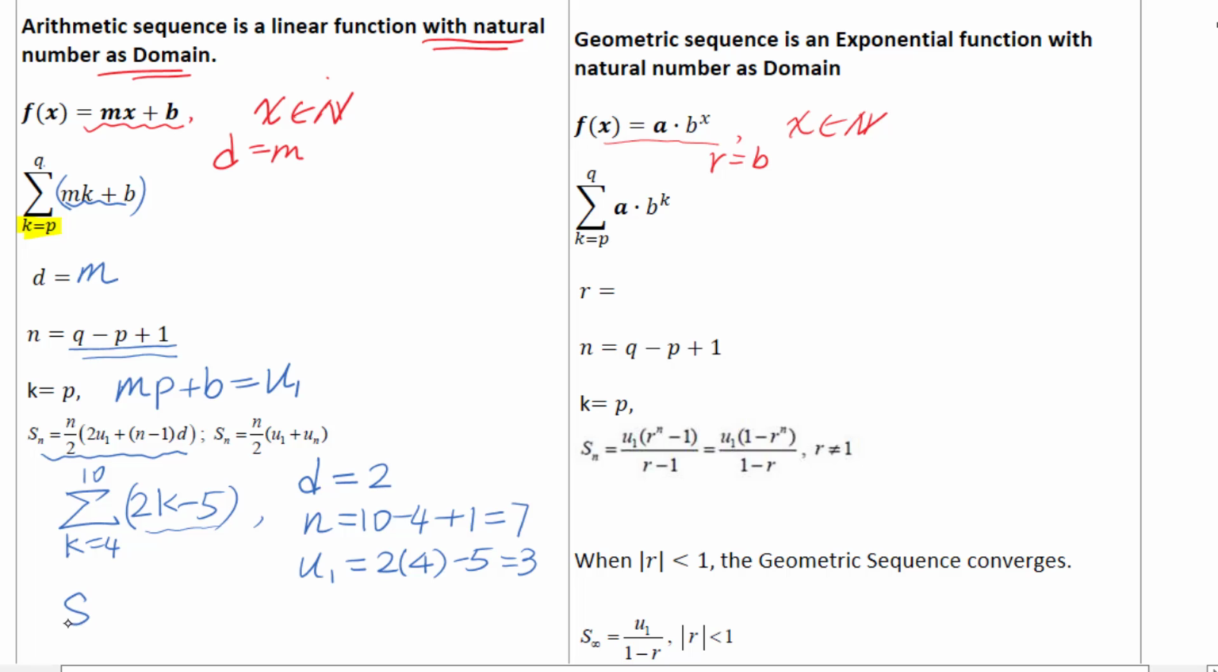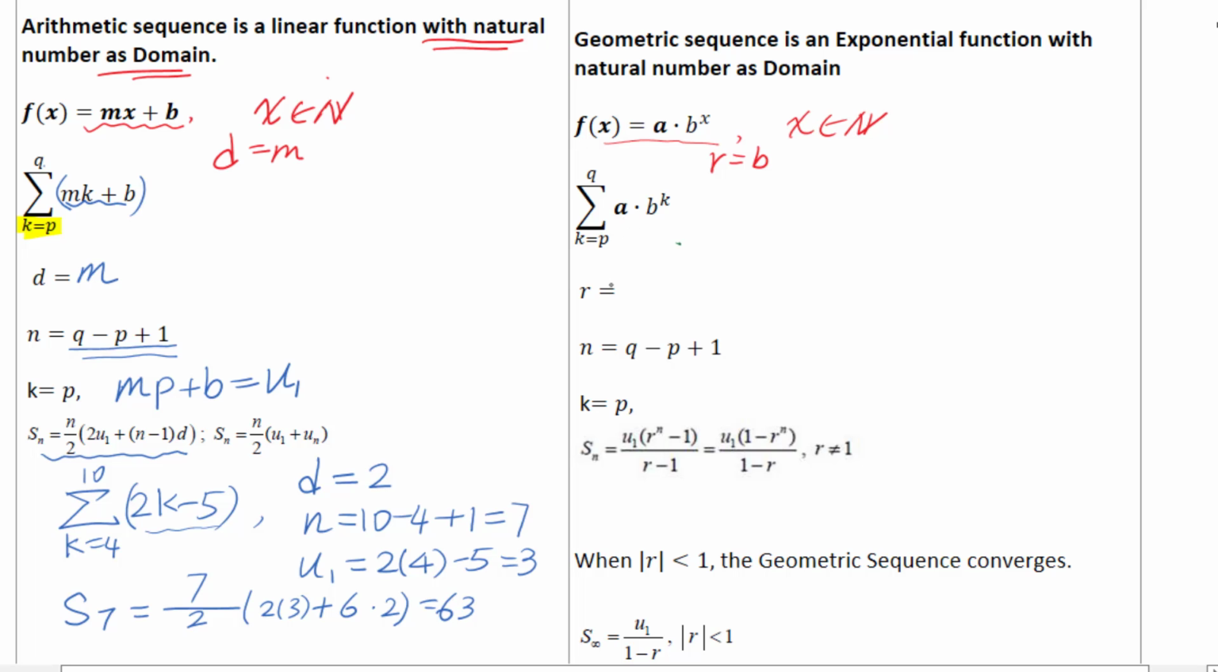Then s sub 7, altogether 7 terms, equals 7 over 2 times the quantity 2 times 3, then plus n minus 1, which is 6, times d, which is 2. 12 plus 6 is 18. So you will get 63.